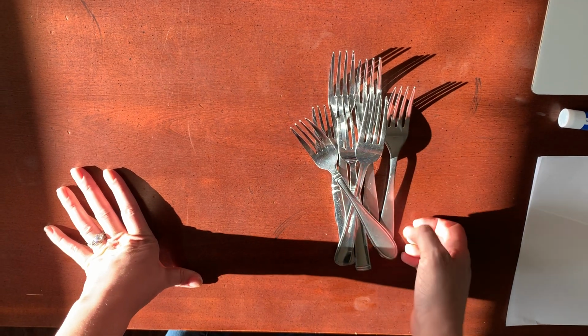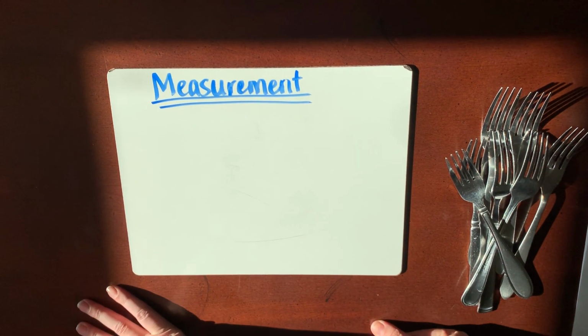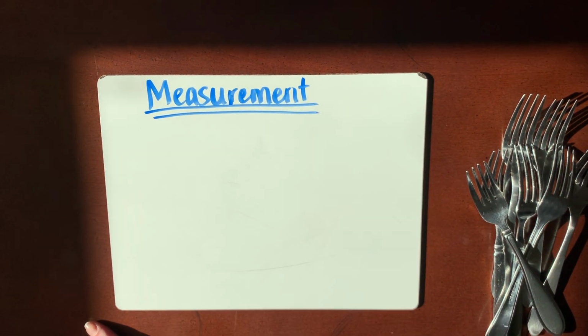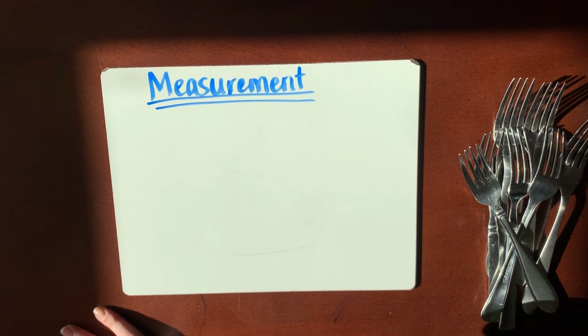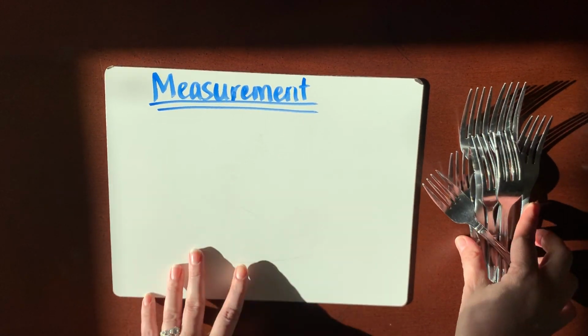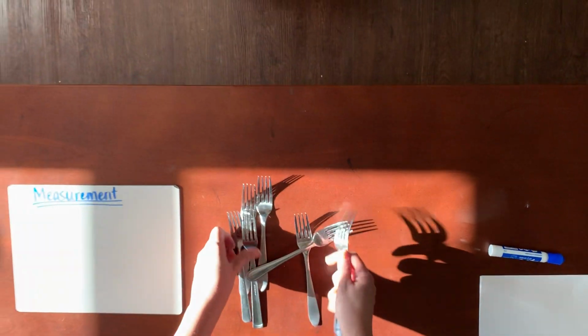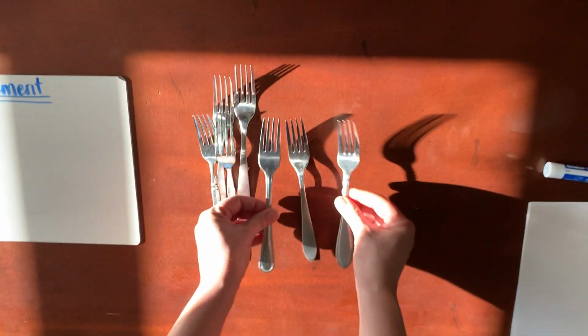Hi class. This lesson is to explain how we are going to be using non-standard measurement again, but this time it's going to be larger objects. For example, I have here a bunch of forks that I found in my kitchen.